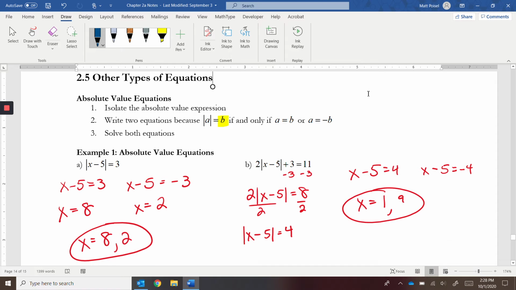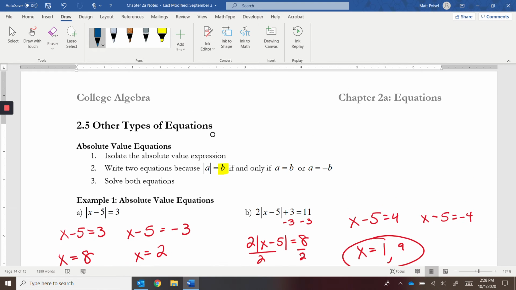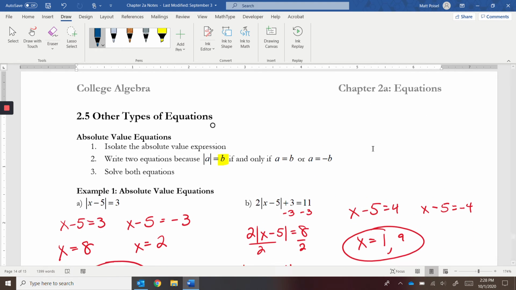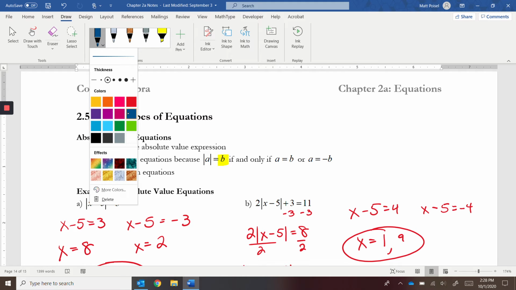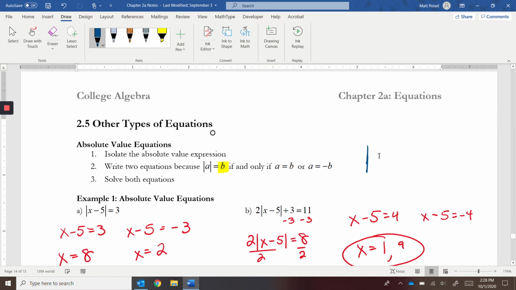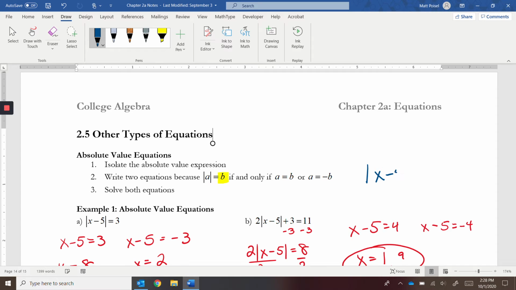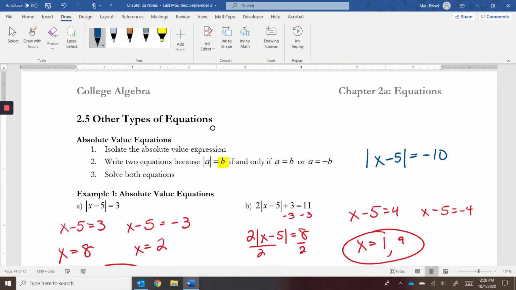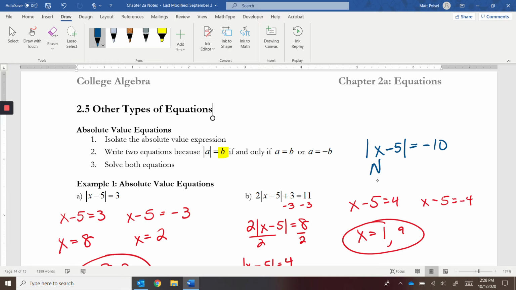Now, one thing I do want to point out: if we ever have a question that looks like this, let's say it's set equal to negative 10, that's going to be no solution, because it's impossible to have the absolute value of something set equal to negative 10. That's just not going to work. So if it's ever equal to a negative to start off the problem, we're going to say no solution there.